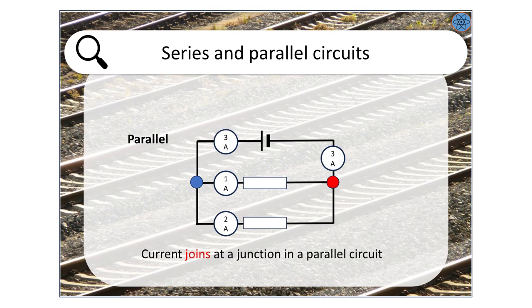Charge is conserved. It stays the same from the start to the end, but it might split depending on the path that it takes. Because there's only 1 amp here and 2 amps here, the lower the current, that suggests that the resistance here is higher, and it suggests that the resistance of this one is lower, so more of the current will flow through the easier path. But either way, starts at 3, ends at 3.